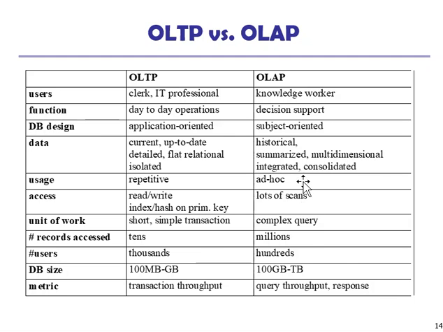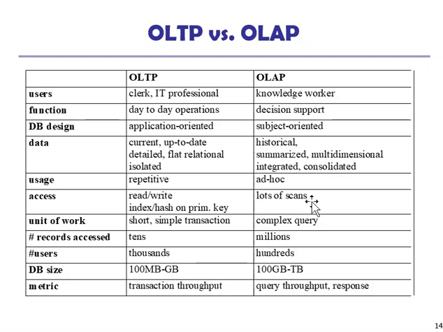The usage is ad hoc. You don't have a pattern. You don't know what kind of queries the knowledge worker wants to issue. Therefore, the data warehouse needs to support ad hoc queries and make them efficient. Much of chapter 5 is about how to make those efficient.